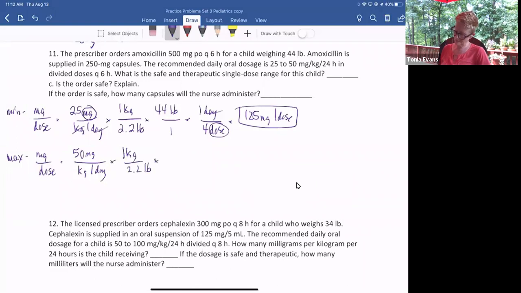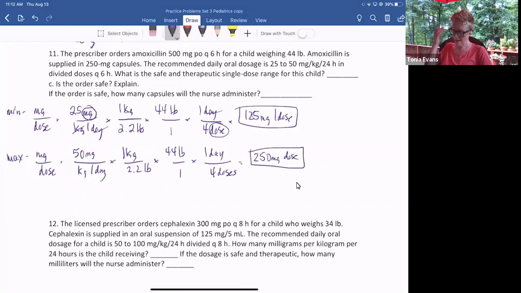Even when we're just practicing, still want to do it right. Okay, so 50 times 44 divided by 2.2 divided by 4 equals, well, lo and behold, it's 250 milligrams per dose. Okay, so there's our safe range.